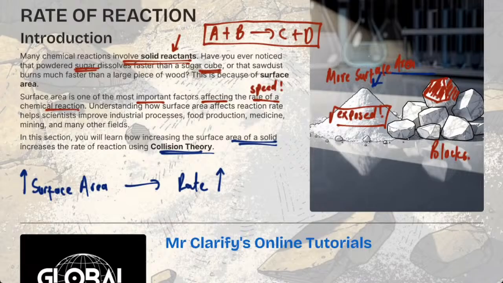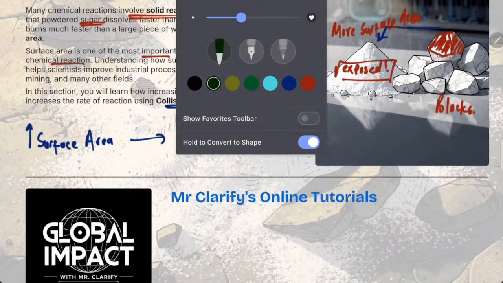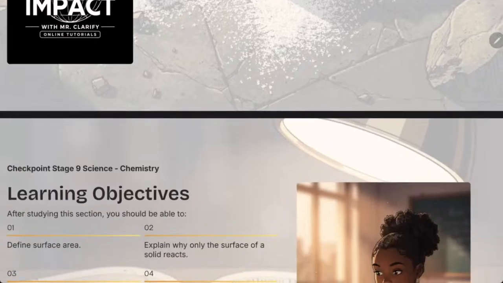Okay? Right. And this is very important, because when you're doing food production, you're producing cereals and chips, a lot of this food is processed, polony and all this. You look at surface area. When you're making medicine, and you're doing mining and many other fields, they master this idea and it helps them to do their processes faster.